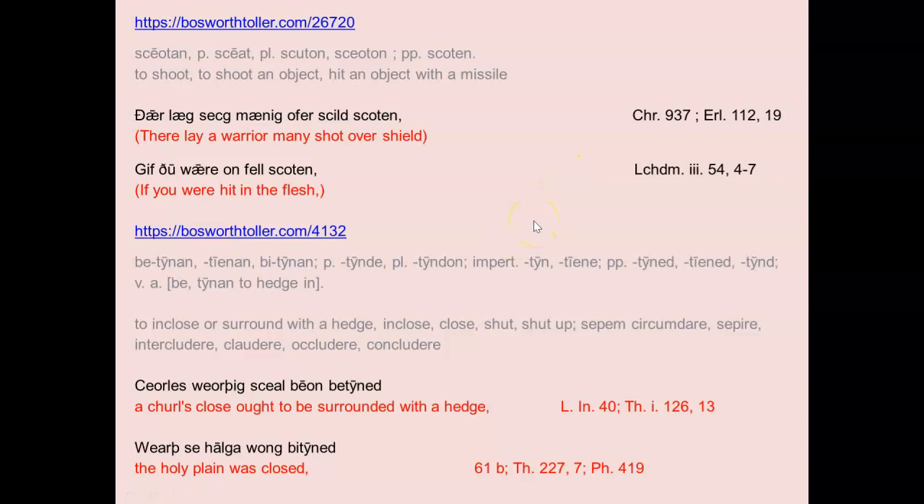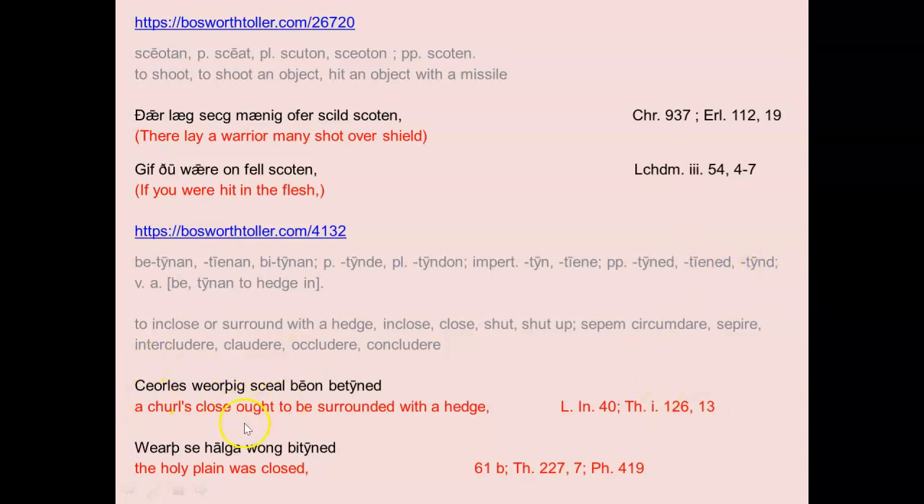Generally, Bosworth-Toller will give you a translation, even if it's in Latin. Sometimes it doesn't, so I've had to supply my own. So that got included. Next random search, betunen. It means to enclose or surround with a hedge, enclose, shut up, and so on. Its past participle form is betuned, betioned, or betund, any one of those three.